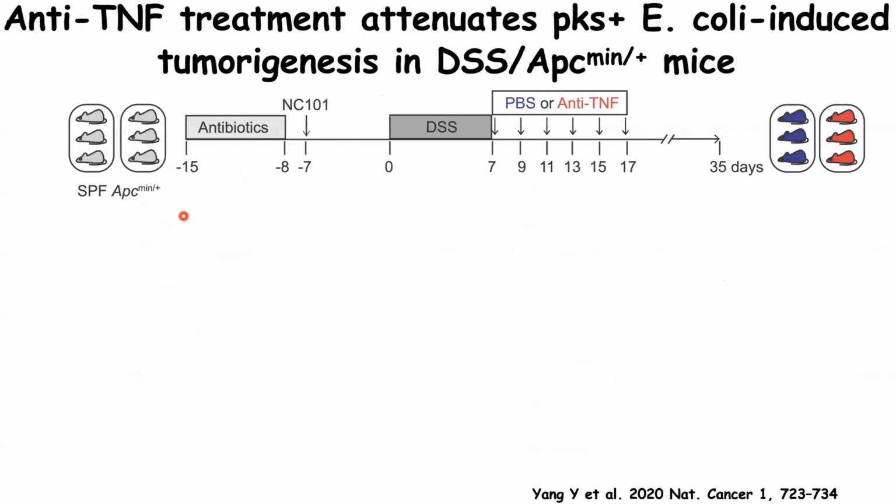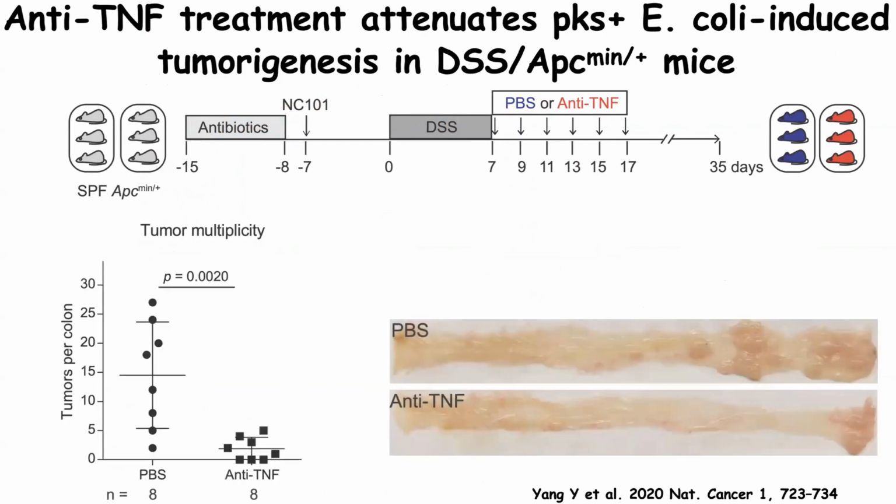Now, I told you about the APC-min mouse, so you're familiar. What we did, we didn't use germ-free mice here. We exposed the mice to antibiotics, so it would be easier to introduce our NC101 that produces colibactin. We did the DSS, as I mentioned before, and we treated the mice with anti-TNF or PBS, 6 injections, and looked for cancer development. What we found is the anti-TNF decreased tumors, and you can see the tumors here in the pictures, and that's great. So anti-TNF works in preventing tumors.